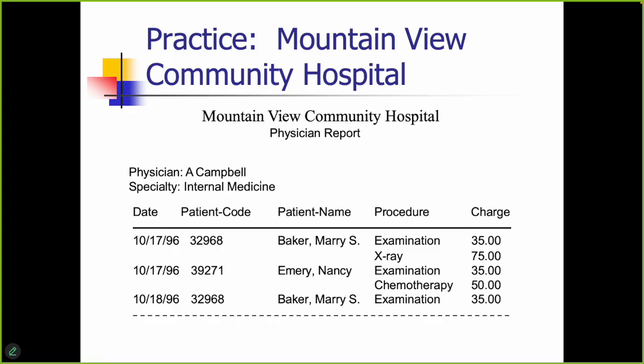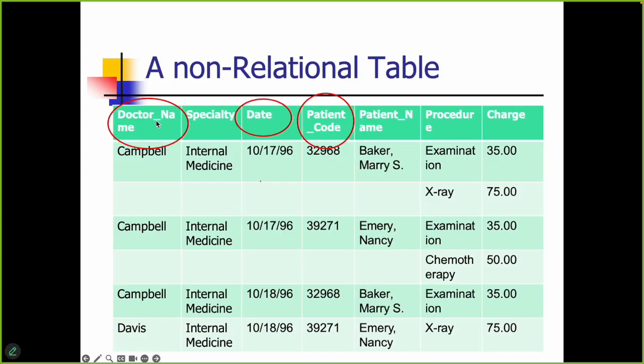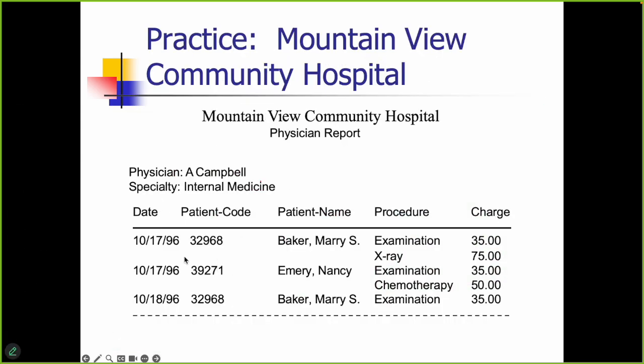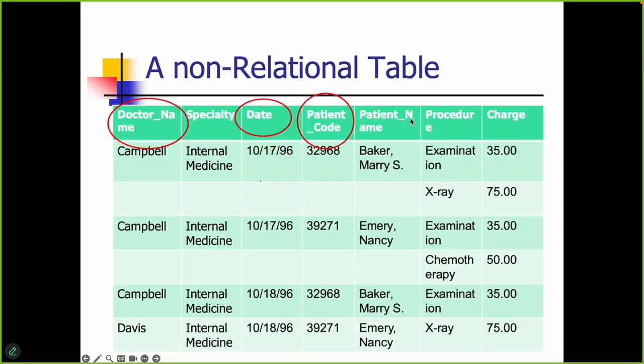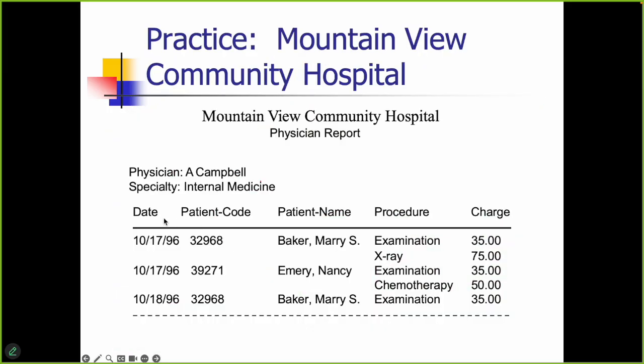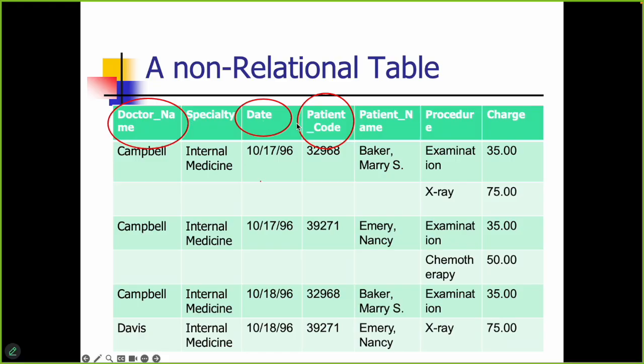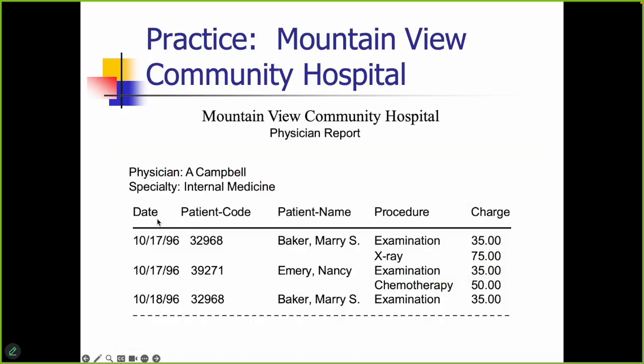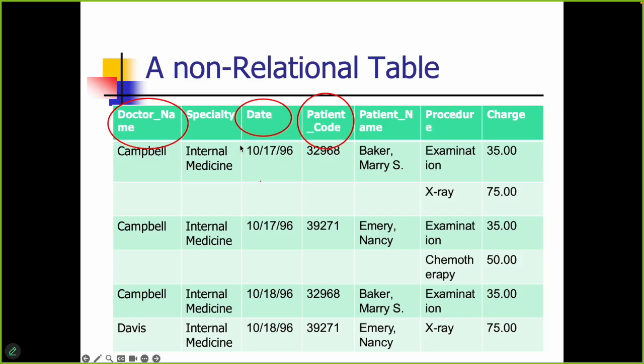So first of all, it's like a flat file, like a report, right? Not a relational table. So let me first show you the table. If you just put this report the way it is, like 1, 2, 3, 4, 5 columns here, and it added also some other columns, but the rest are the same. So we have date, patient code, patient name, procedure, and charge. Now we also added, for example, doctor name and a specialty.